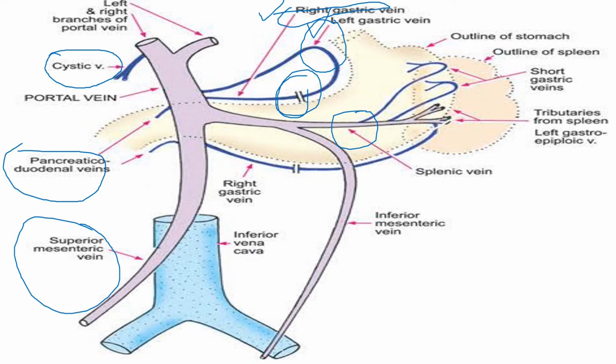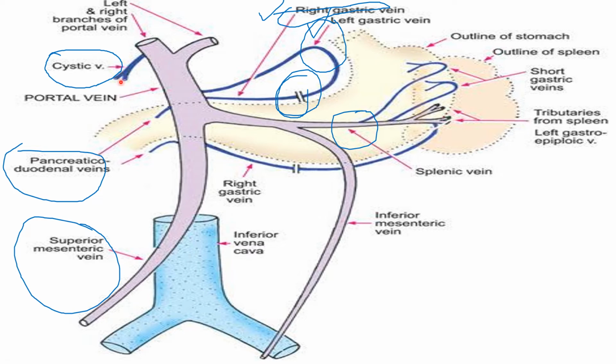So once again, what are the tributaries of the portal vein, guys? Point number 1, you can see the superior mesenteric vein, one tributary of the portal vein. The splenic vein, draining the blood all the way from the spleen, is also a tributary of the portal vein. Then we have the right gastric and the left gastric vein, which are doing anastomosis here. They are also draining into the portal vein, so they are also tributaries.